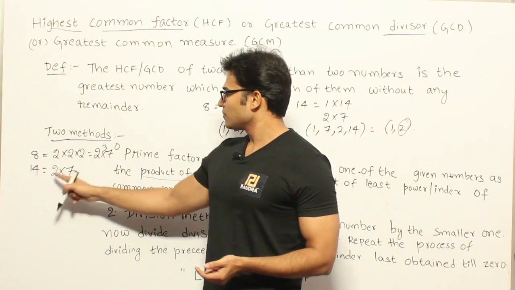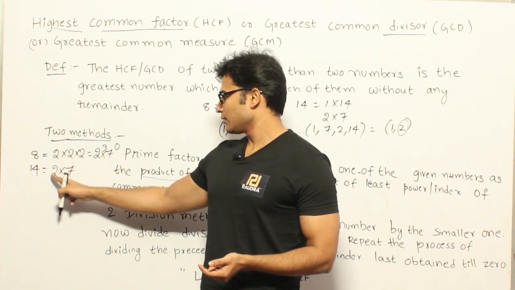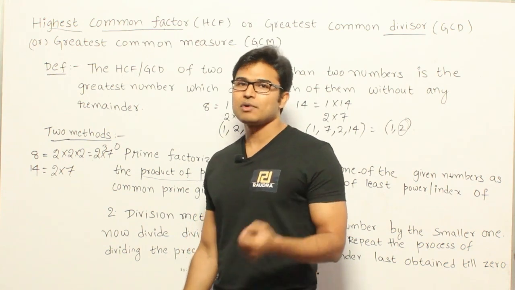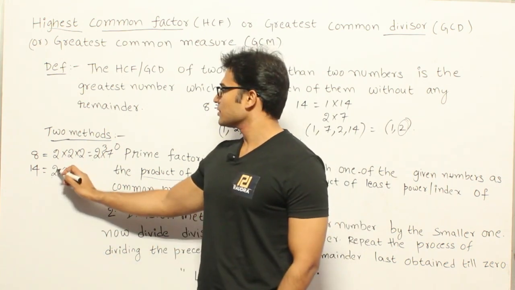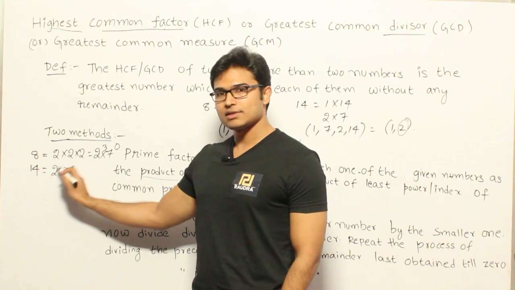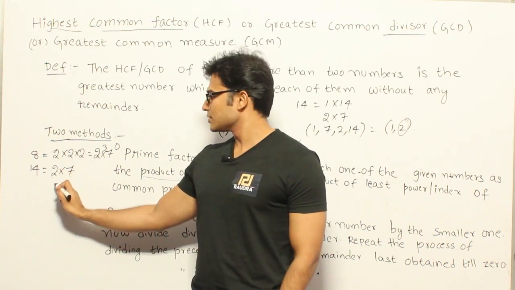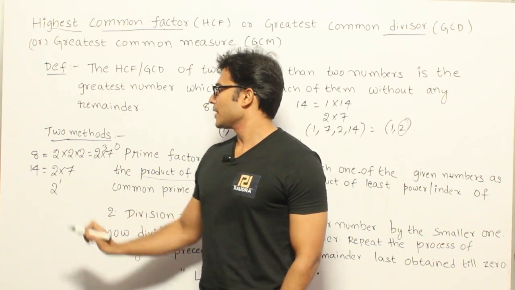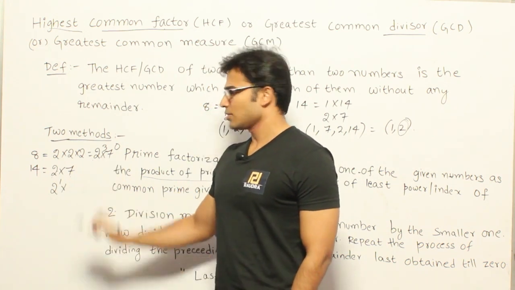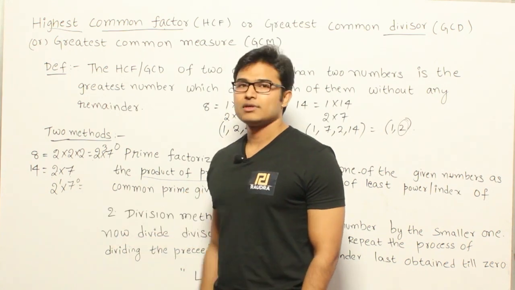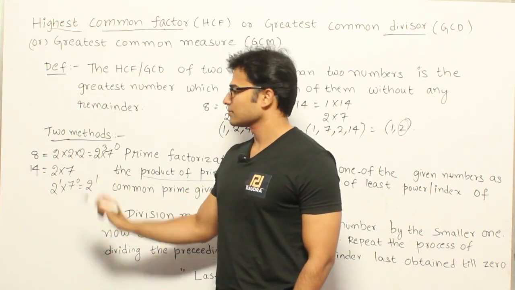Now what are the common primes in them? You can take 2 as well as 7, both are common primes. Now you take the least power among them. So what is the least one? 2 power 1 is the least, isn't it? 2 and 2 are there, 2 power 1 is the least. And here 7 and 7 are there, 7 power 0 is the least. Got it? So it is going to be 2 power 1.